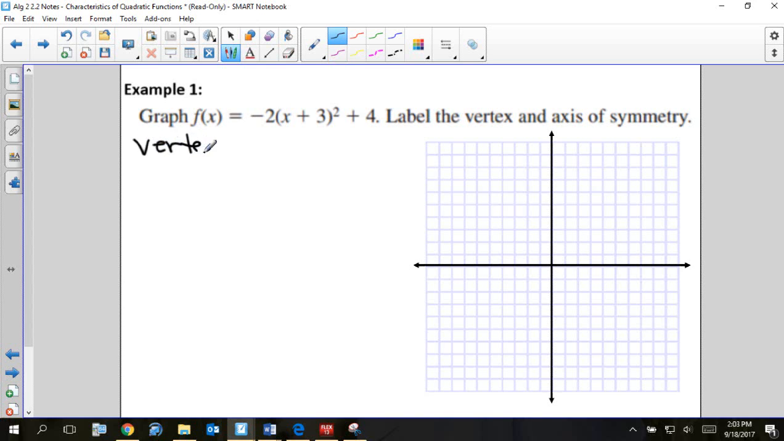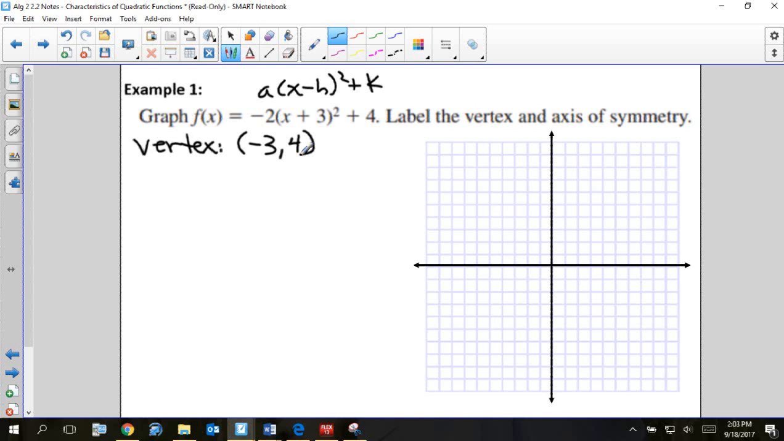Since it is vertex form, we're going to find our vertex first. This is what you did for homework. What is the vertex in this form? What is it? -3, +4. Remember, the x is always opposite. The y is that k on the outside. Don't graph it yet. Don't graph it yet.